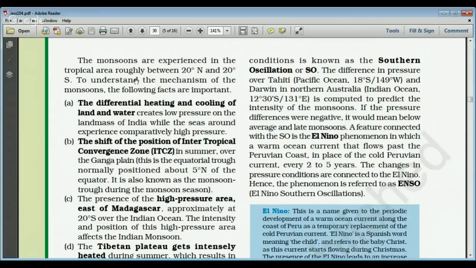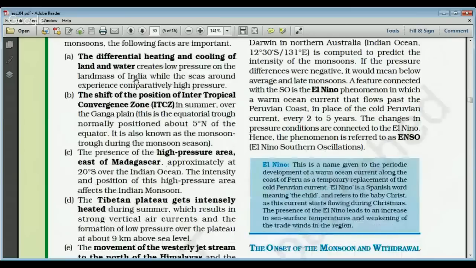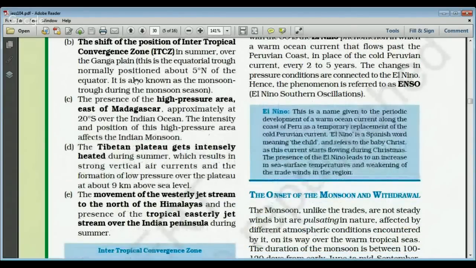We will see what El Nino and La Nina are in the next video, and that is why this whole phenomenon is known as ENSO. El Nino is actually a name given to a periodic development of a warm ocean current. I've told you this. So El Nino is a warm ocean current along the coast of Peru. Please remember this, and it acts as a temporary replacement of the cold Peruvian current.